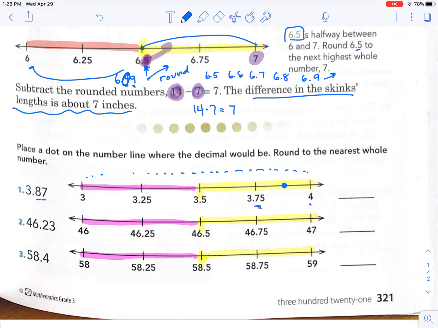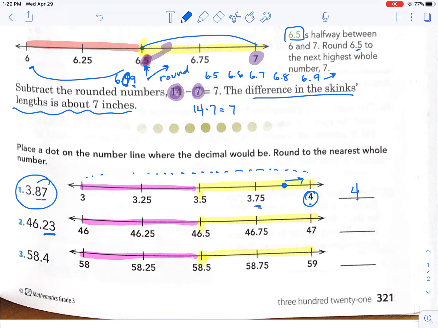Now it says round to the nearest whole number. Well, we know 5 and up, round up. So what's our nearest whole number? 4. So if I had, pretend this is dollars and cents, if I had $3.87, that would be about $4 if I was rounding. Okay, the next one.